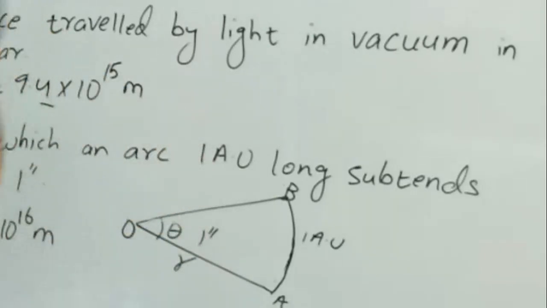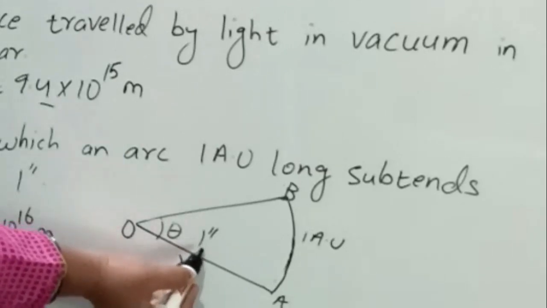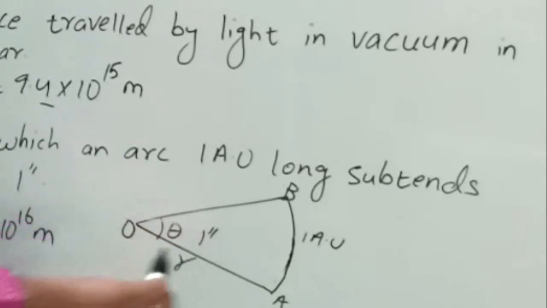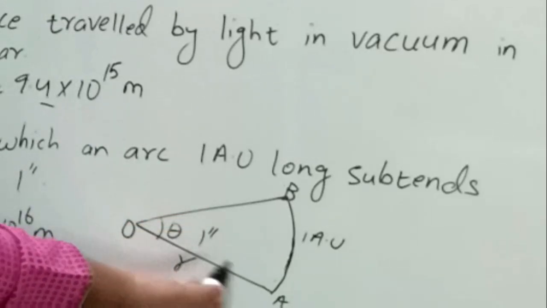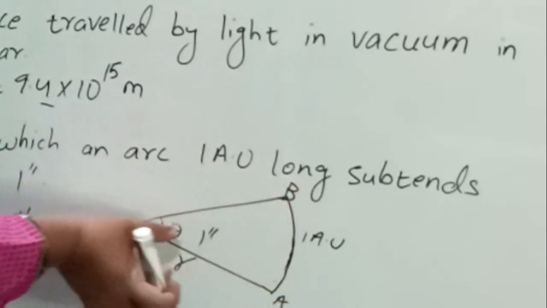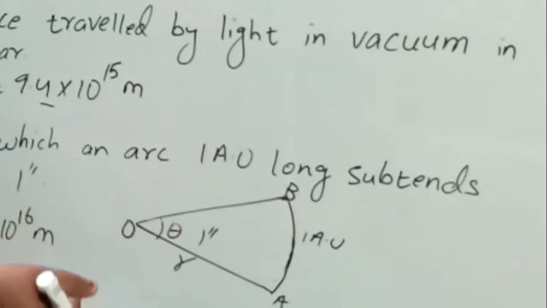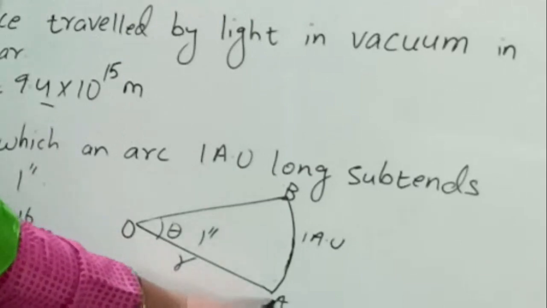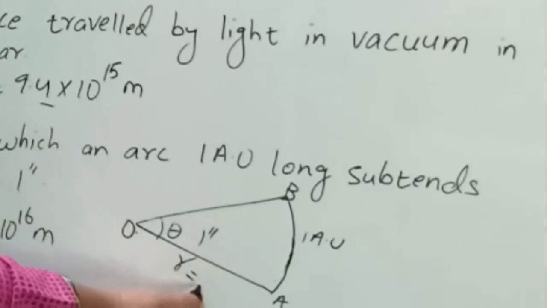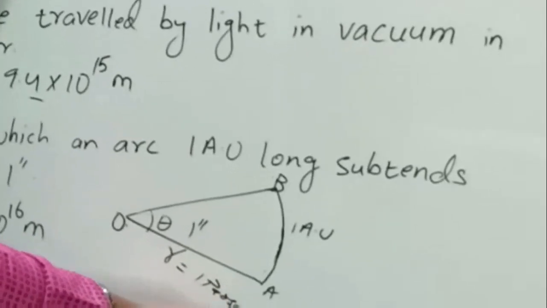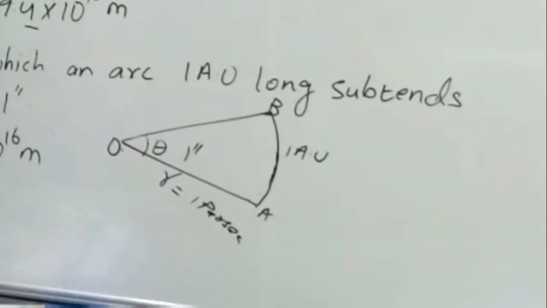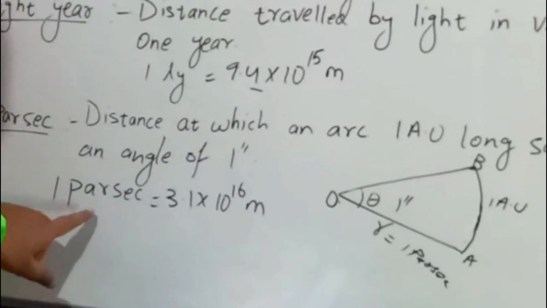Remember children, in the practical units of time I will explain to you: 2 primes is called 1 second, and 1 prime is called 1 minute. So this astronomical unit makes an angle of 1 second. So what will be the radius? This radius is 1 parsec.